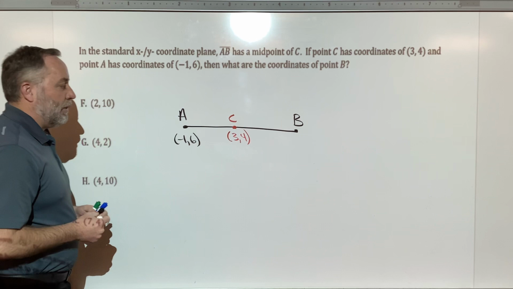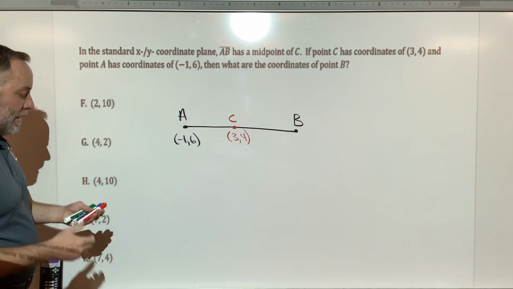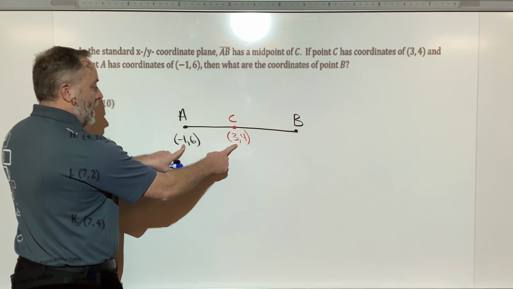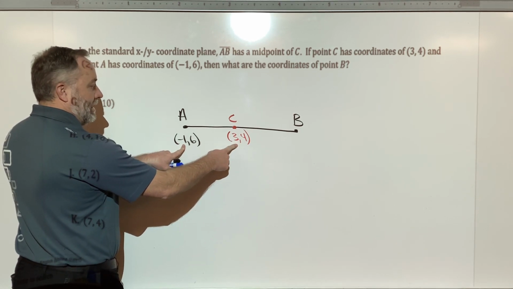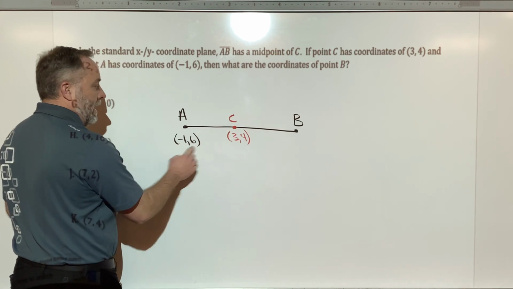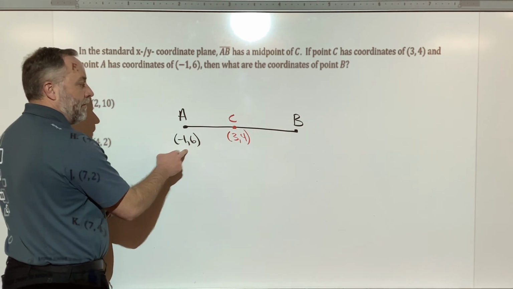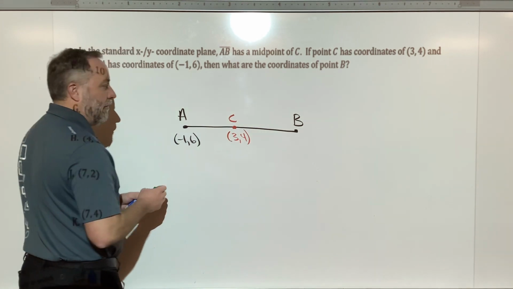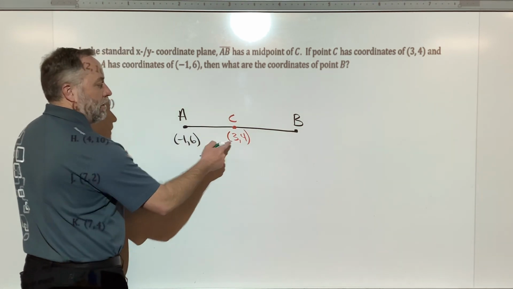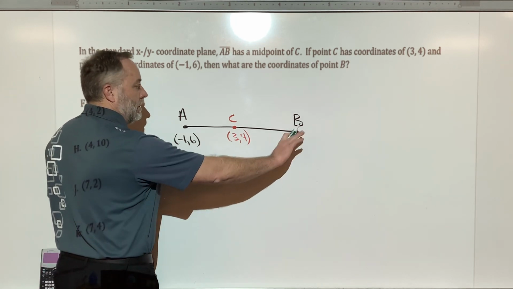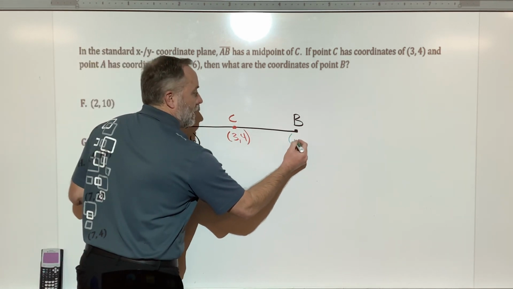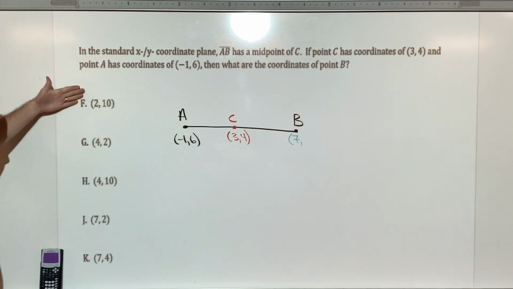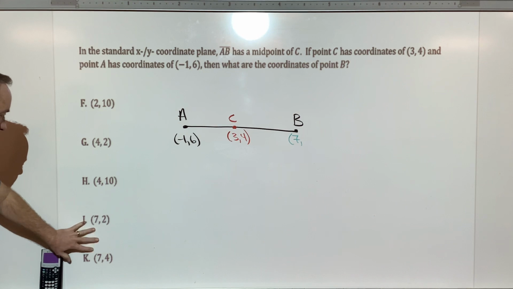A few ways we can approach this, but let's just take a look at the x value. And if we do so, we see that A is at -1 and C is at 3. So point A is 4 to the left of point C, which means point B has to be 4 to the right of C. So if we're at 3 and we go 4 to the right, 3 plus 4 gives us an x value for point B of 7. If we take a look at our answers, that puts us down to these two choices.